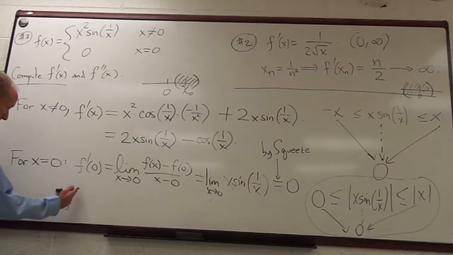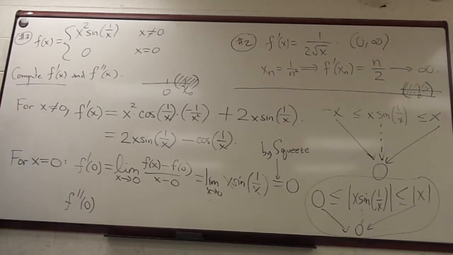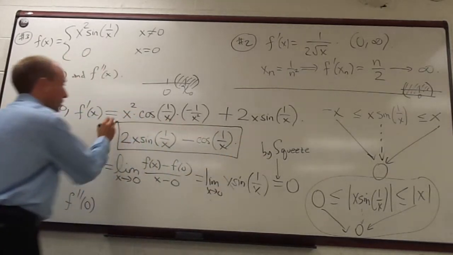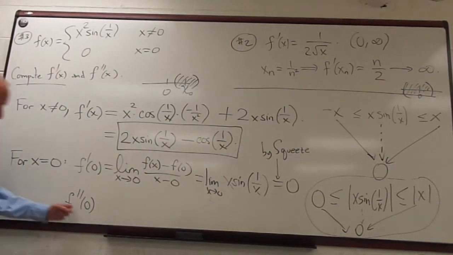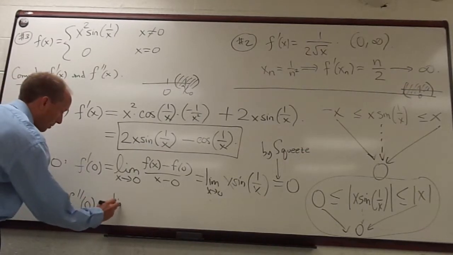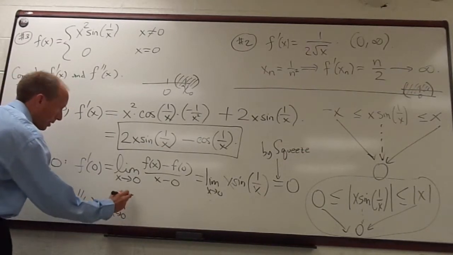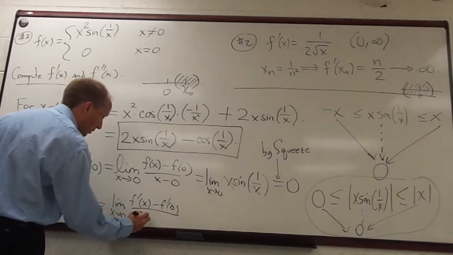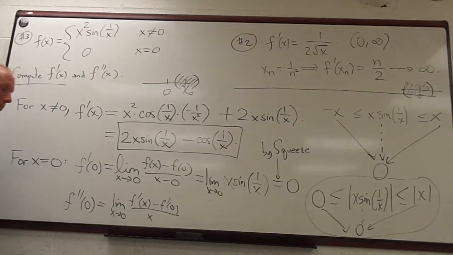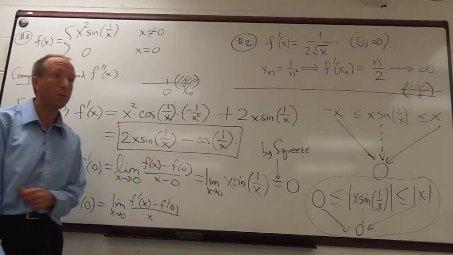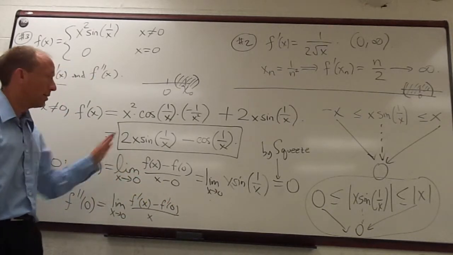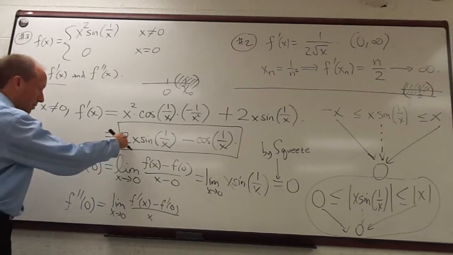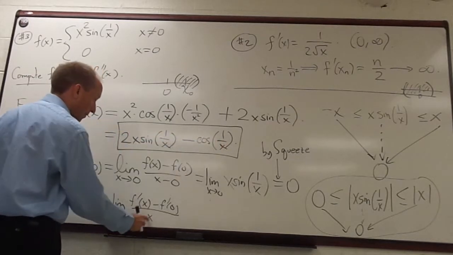What about the second derivative at 0? At any non-zero value, I'm just going to take the derivative of this. So the second derivative at 0, by definition again, is the limit of f prime of x minus f prime of 0 all over x. And we just calculated f prime of 0 to be 0. So this is just the derivative of the function, well I guess that's right here, divided by x.